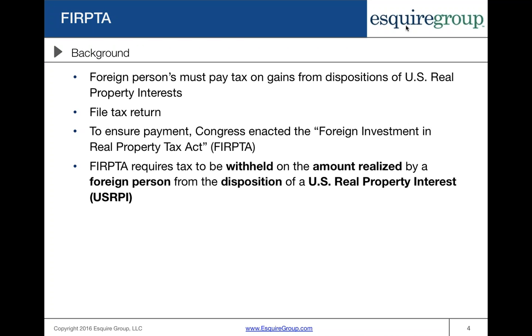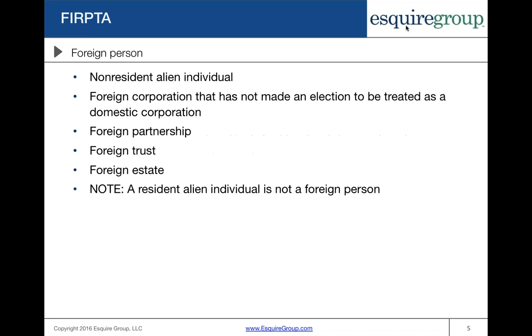And if you look at this last point that I made here, where it's written that FIRPTA requires tax to be withheld on the amount realized by a foreign person from the disposition of a U.S. real property interest, you'll notice that I highlighted certain words or phrases. The reason is I think it's very important to define these words and phrases so that they can be taken in the context of FIRPTA. And so I highlighted the terms that we're going to be defining in the next few slides. They're not defined in the order presented in this sentence, but I think that they are presented in a logical order that will make sense.